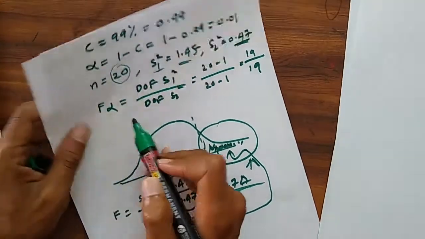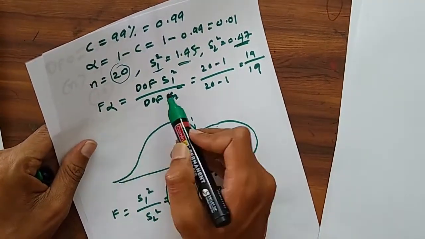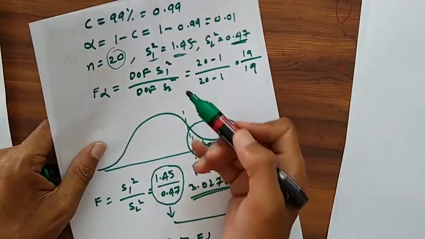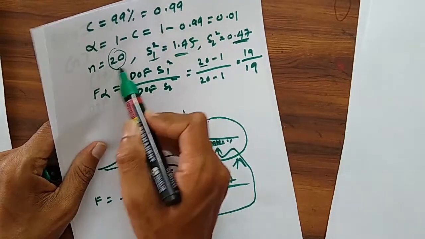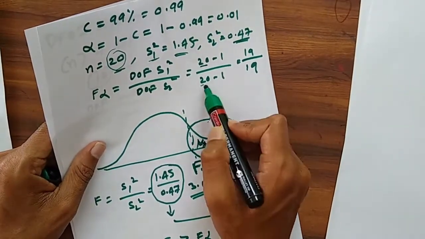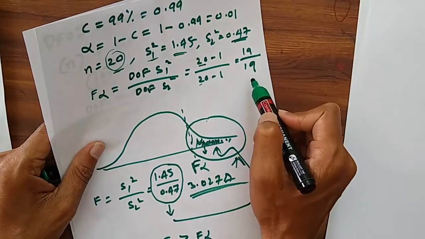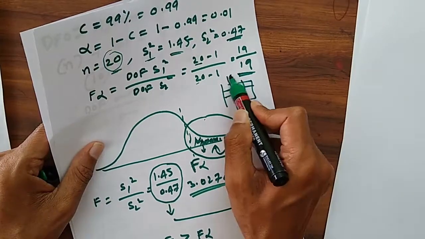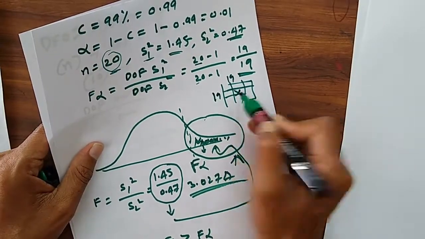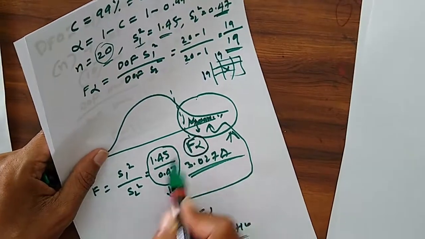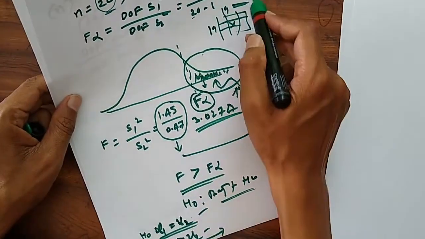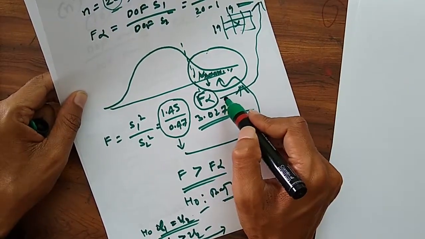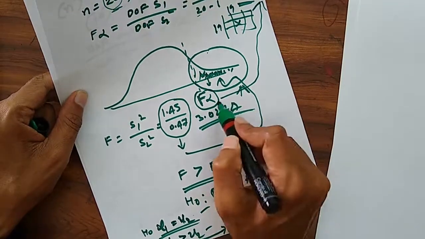So we know how to calculate F alpha: F alpha equals the degree of freedom of the first sample over the degree of freedom of the second sample. In both cases, the sample size is 20, so 20 minus 1 by 20 minus 1, which leads to 19 by 19. By seeing the F statistics table, numerator and denominator, you can find the value of F alpha. We will calculate it from the statistics table.